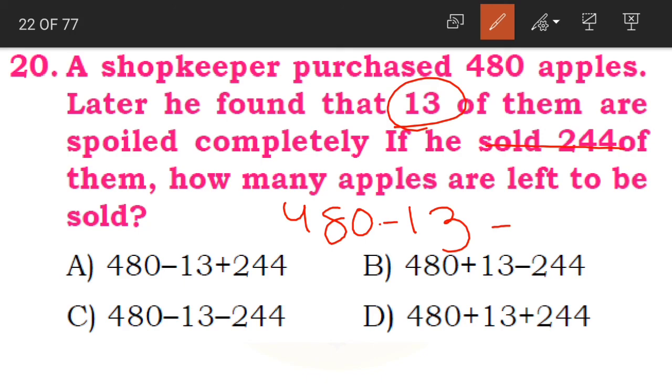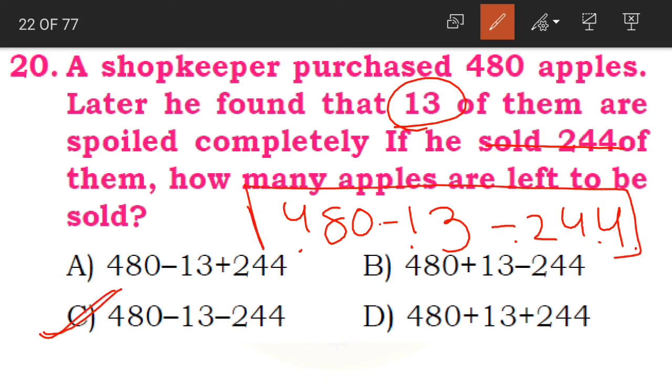These 13 apples are subtracted, and from these he sold off 244. Again, he sold means what will you do? You will add or subtract. Sold means they are not with him now. He has given them away. So again you will subtract. So our answer is 480 minus 13 minus 244. Which option is it here? Option number C. Now when we subtract all these together, we will find out how many apples are left to be sold.